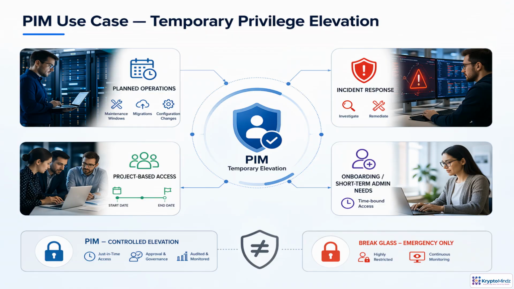A simple way to picture PIM is like checking out a privileged key. An admin requests access for a maintenance window, migration, investigation, or short project. Their identity is verified, approval is applied, the role activates only for the allowed time, and then it expires automatically. Teams can move quickly without leaving standing privilege behind.